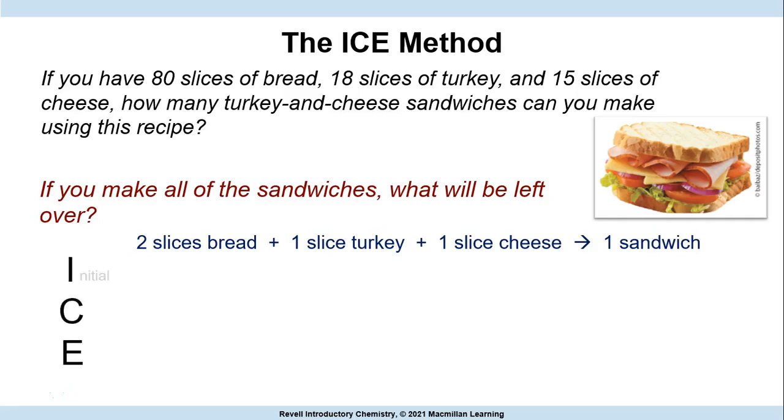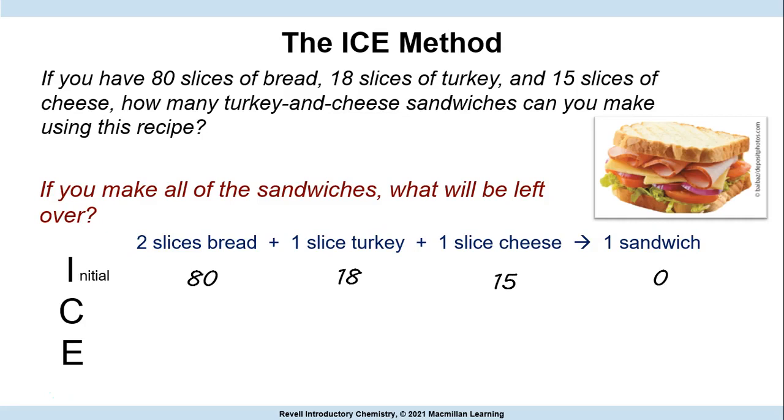So I stands for initial. Initially, how many slices of bread did we have? We had 80 slices of bread. We had 18 slices of turkey. So that is what we had initially. We had 15 slices of cheese and we never had any sandwich. So initially there were 0 sandwiches.